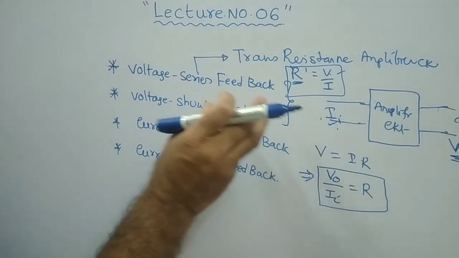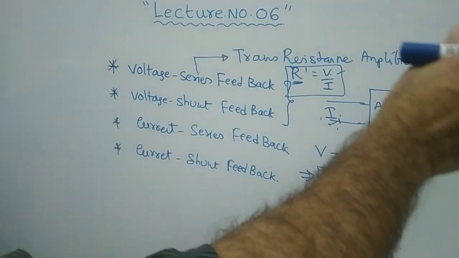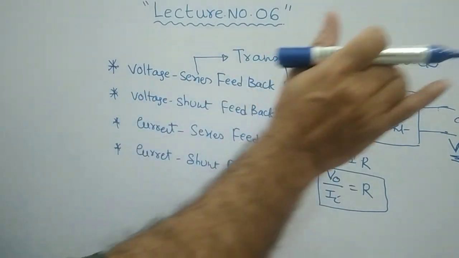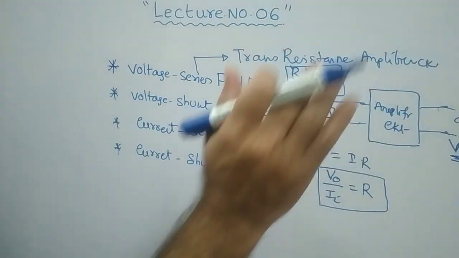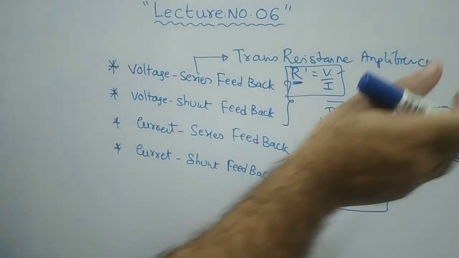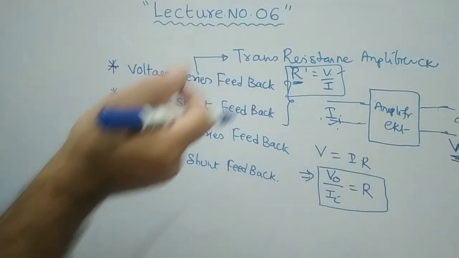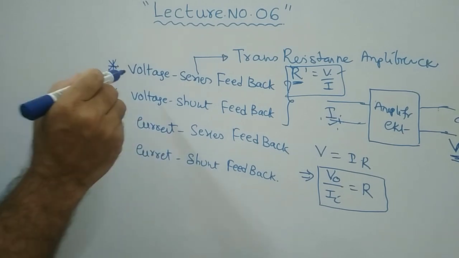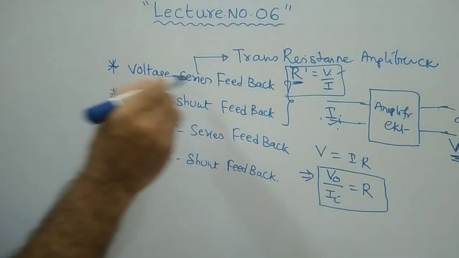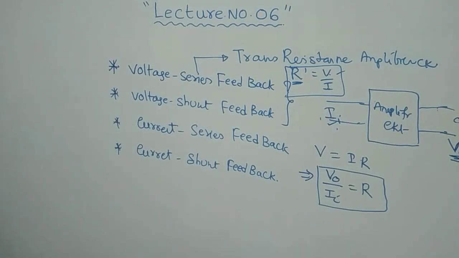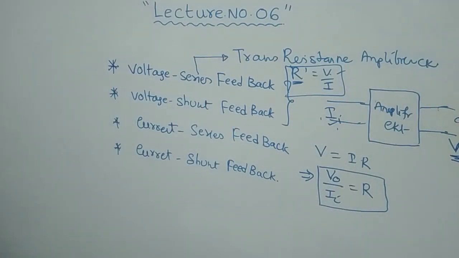In order to get the series connection, so that is a shunt connection, this is series connection. Because of shunt, the output impedance will be decreased, and because of series, it will be increased, like that. Therefore, voltage series feedback is nothing but your trans resistance amplifier circuit. That is one important point.